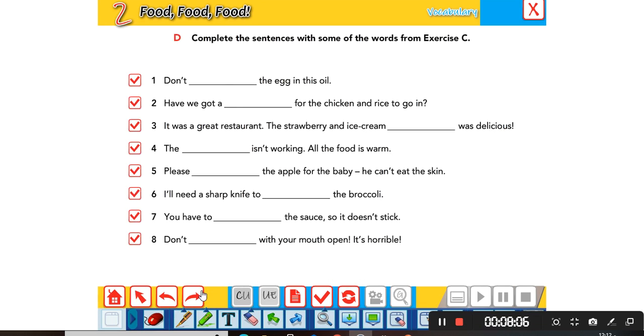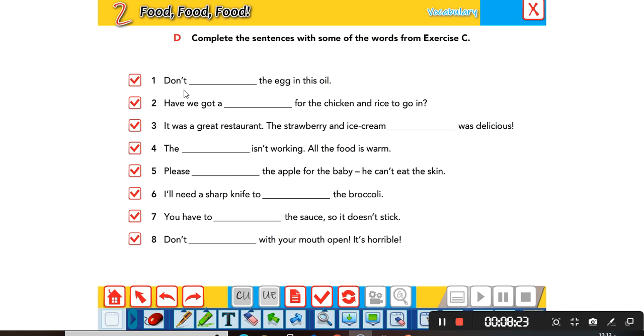For exercise D, I need you to complete the sentences with some of the words from exercise C. So the words that we have just used, we need to use them to complete these sentences. You can pause, write down your own answers, and then check them with the video.